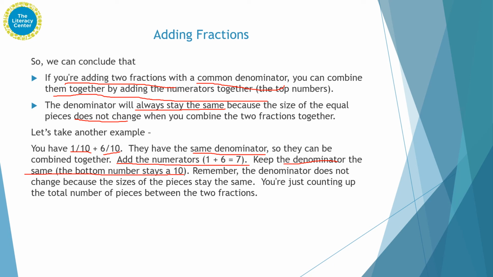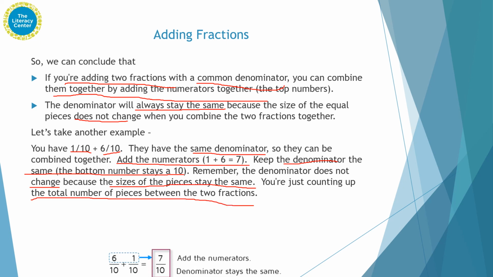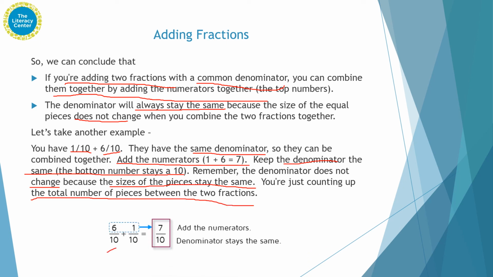You need to remember that the denominator does not change because the size of the pieces stays the same. You are just counting up the total number of pieces between the two fractions. So 6 by 10 plus 1 by 10 will be 7 by 10. What did we do here? We just added the numerators because the denominator is the same and it will remain the same.